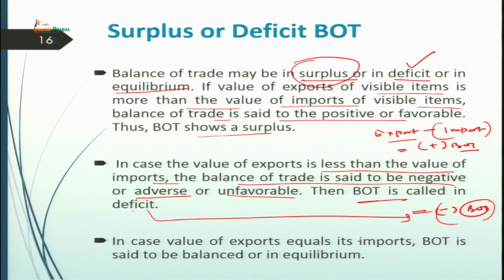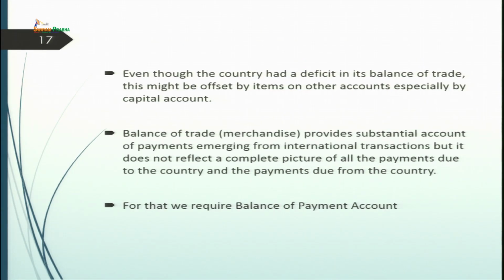In case export is equal to import, this is an ideal situation. Export is equal to import, then this is known as equilibrium. Even though a country has a deficit in its balance of trade, this might be offset by other accounts, especially by the capital account. They try to overcome its negativity through the capital account.